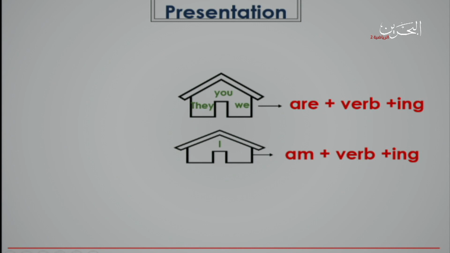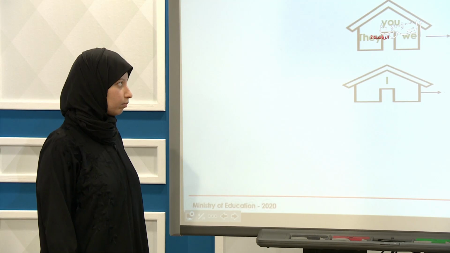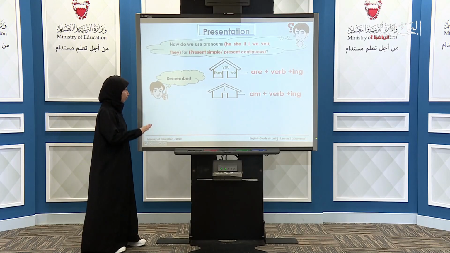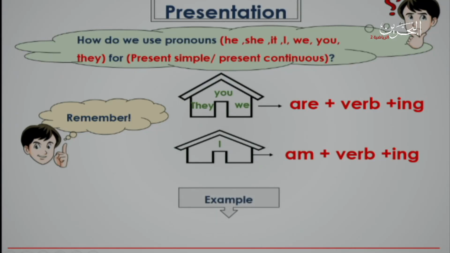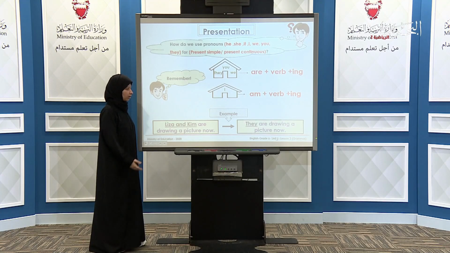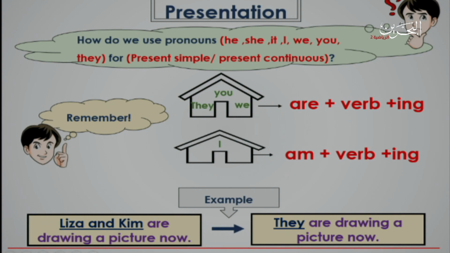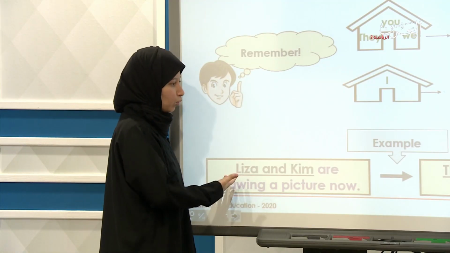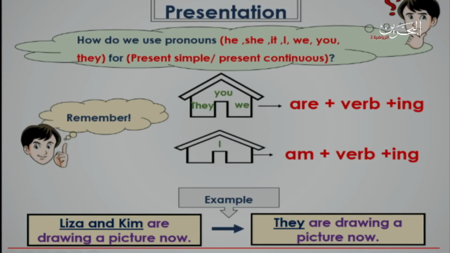And we use the rest of the pronouns, they, you, we. We add are after them, which is the helping verb, and then we add the verb with ing. But only I takes am plus the verb plus ing. Now remember this rule? We'll be taking an example. Lisa and Kim are drawing a picture now. Lisa and Kim, we can replace it with a pronoun like they because they are 2 or more. For 2 or more, we can use they. They are drawing a picture now.